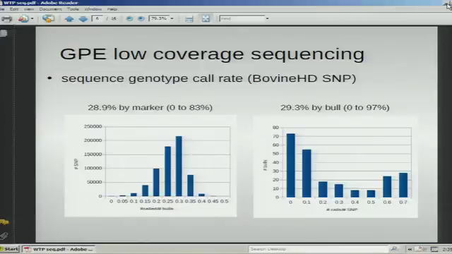There are a few bulls that are well covered. One bull we can call 97% of the high density genotypes from his sequence. There are some bulls where we call less than 10%, and for half the bulls we call less than 20% from sequence.